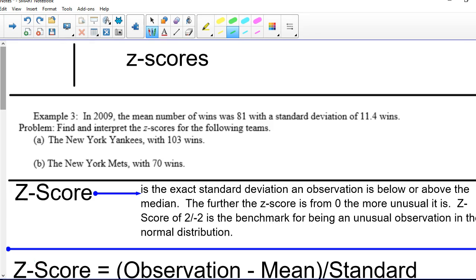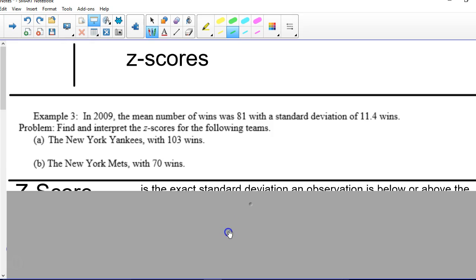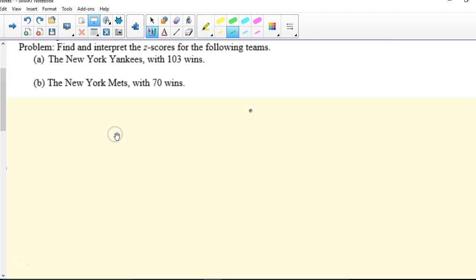Excuse me. Now we're off to z-scores. Pause if you need a second to catch up and glue down example 3 right now, please. In 2009, the mean number of wins was 81 with a standard deviation of 11.4. And we're dealing with baseball right now, okay? The problem is find and interpret the z-scores for the following teams, the New York Yankees and the New York Mets.